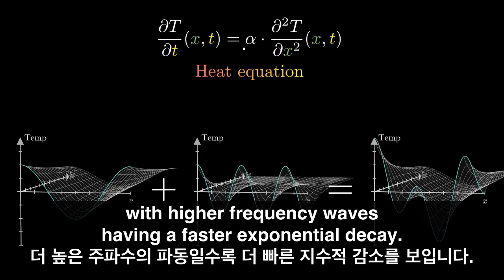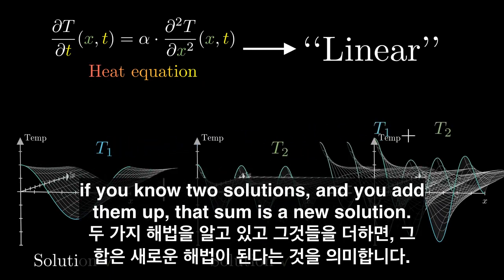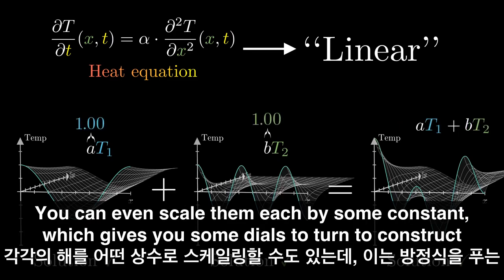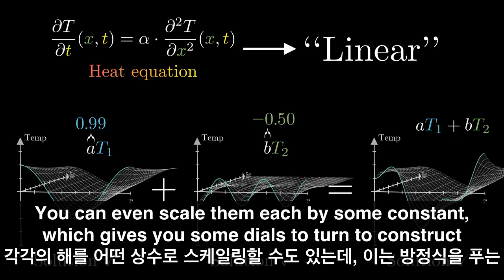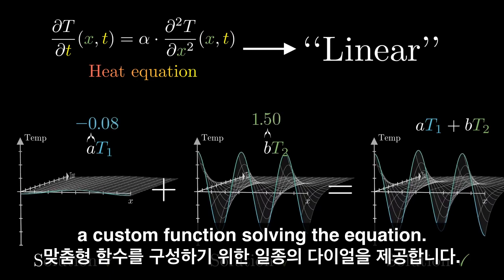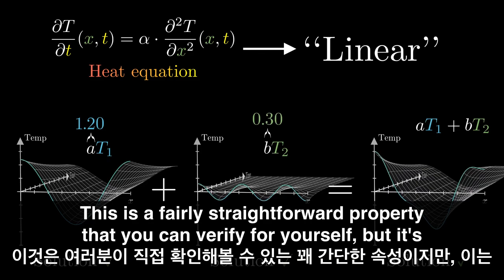The heat equation happens to be what's known in the business as a linear equation, meaning if you know two solutions and you add them up, that sum is a new solution. You can even scale them each by some constant, which gives you some dials to turn to construct a custom function solving the equation. This is a fairly straightforward property that you can verify for yourself, but it's incredibly important.